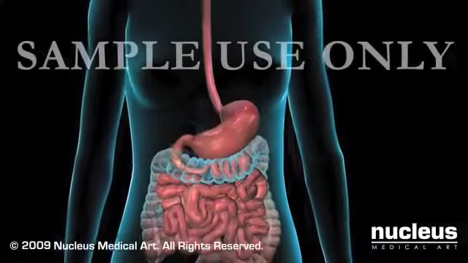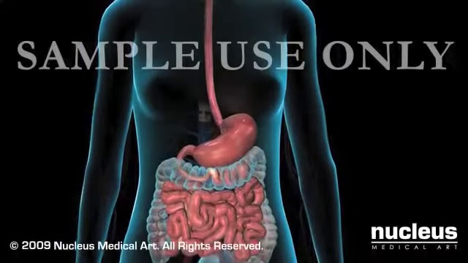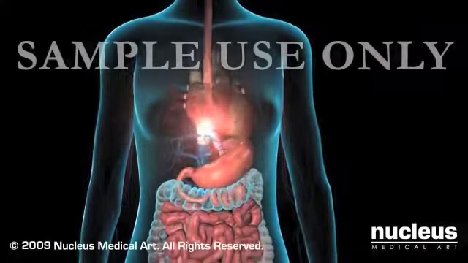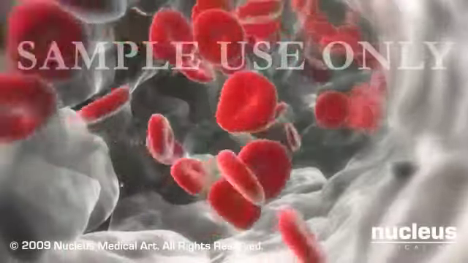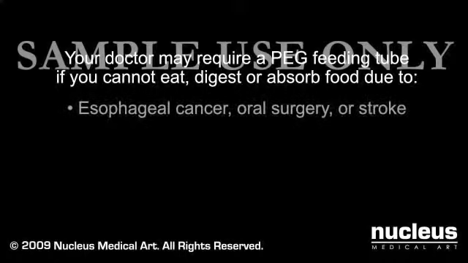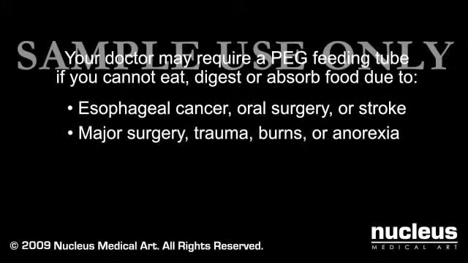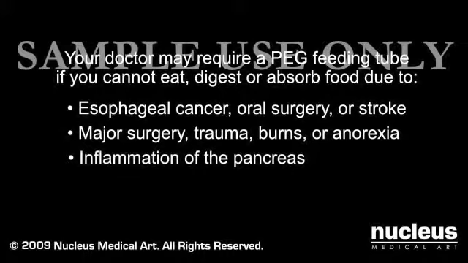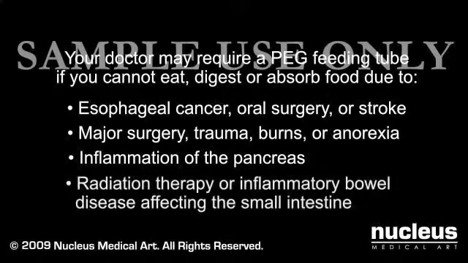From the stomach, food travels to your small intestine, where digestion continues and nutrients are absorbed into the bloodstream. Your doctor may require a PEG feeding tube if you cannot eat, digest, or absorb food due to esophageal cancer, oral surgery, stroke, major surgery, trauma, burns, anorexia, inflammation of the pancreas, or radiation therapy or inflammatory bowel disease affecting the small intestine.